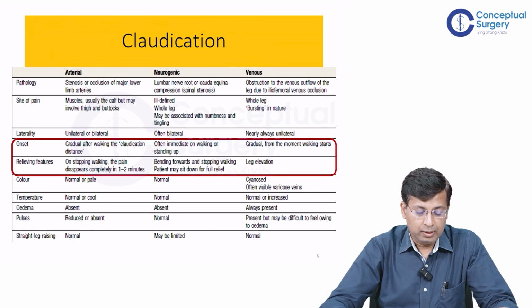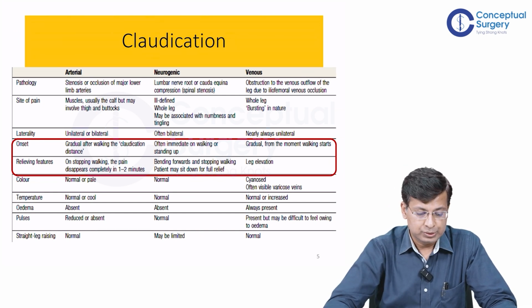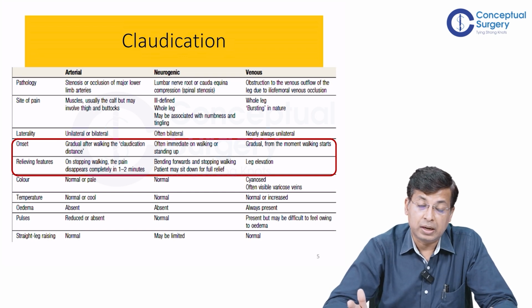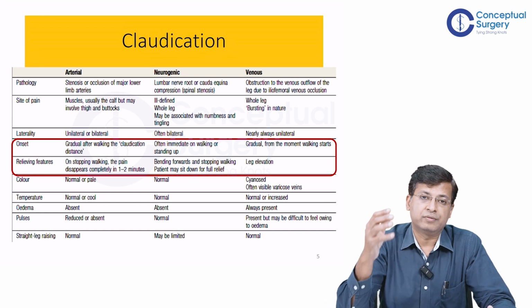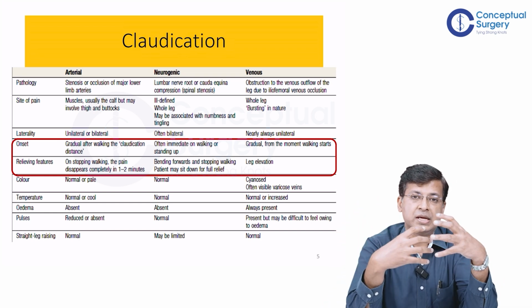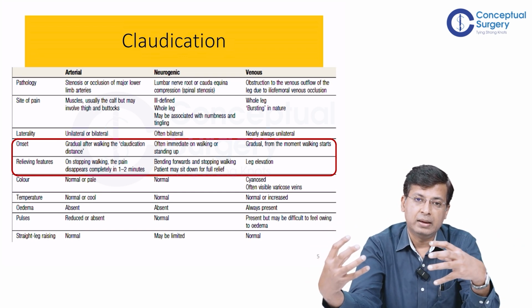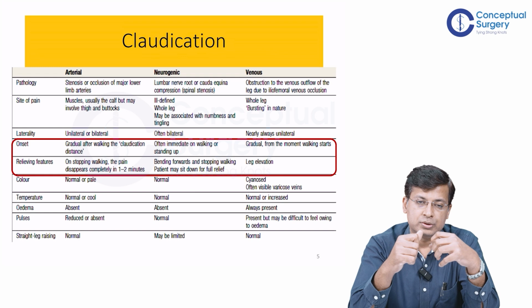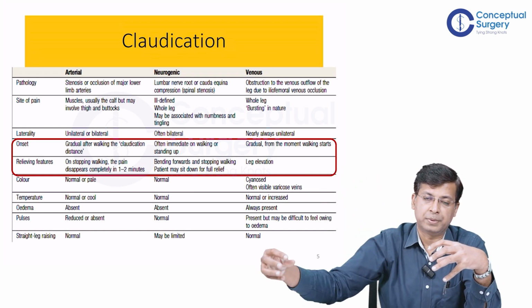This table gives you a differentiation between the arterial, neurogenic and venous claudication. Arterial claudication onset is never present at the beginning of the first step, and it is a gradual pain because of the pathophysiology that this pain is brought about by the mismatch between the oxygen demand of the muscle and the oxygen supply because of the narrowed artery. So, it is a gradual pain which will build up like a crescendo, decrescendo pain.